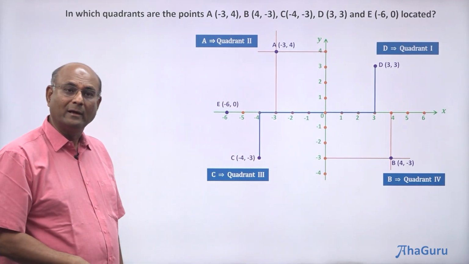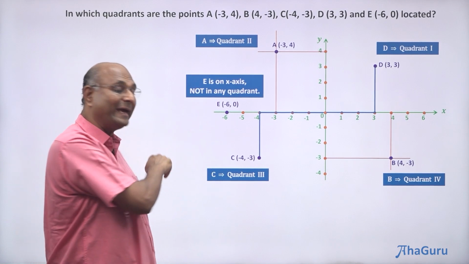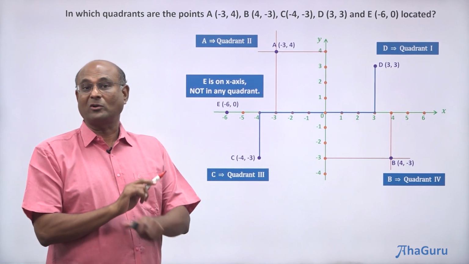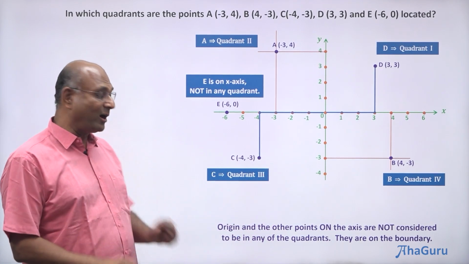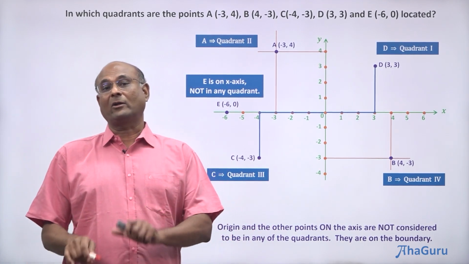And what about E? Well, E is not in any quadrant. It is on the x-axis. So the x-axis is not in a quadrant. Remember that the origin and the other points on the axes are not considered to be in any of the quadrants. They are on the boundary.